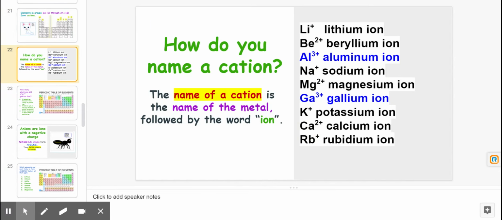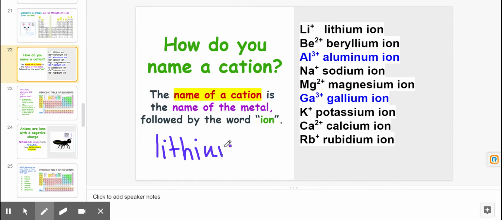Now, this is something we did not spend any time on in part A. How do we name a cation? We name a cation by using the name of the metal, just writing the name of the metal, and then adding the word ion. So, for example, the lithium ion or lithium cation is simply lithium, the name of the metal, and then you add the word ion after it.